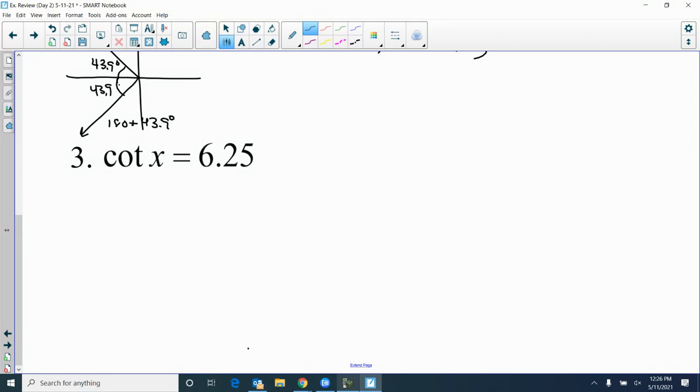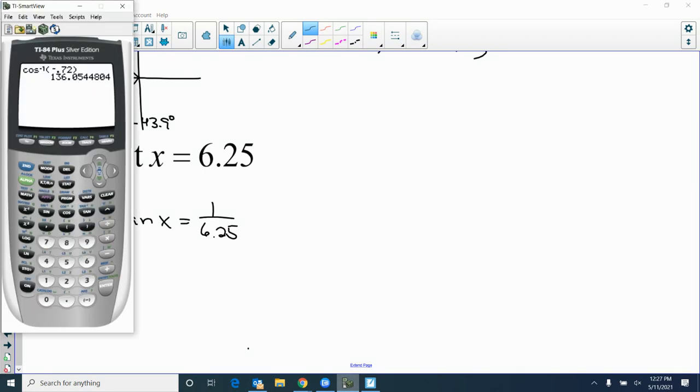All right, you're running into a problem because you don't have an inverse cotangent, but what do we got to do? Okay, we got to write it in terms of something that's on the calculator. So I'm going to write it in terms of tangent. Tangent of x is going to equal what? What do I got to do to the other side? So you flip that. Make that 1 over 6.25. Now, inverse tangent, 1 divided by 6.25, gives me 9.1 degrees.